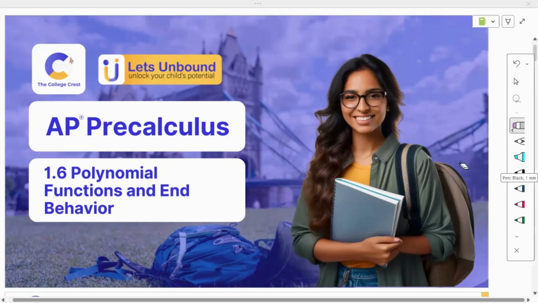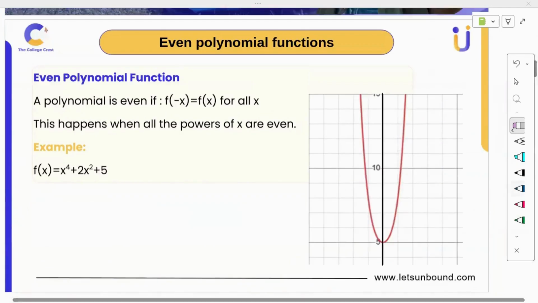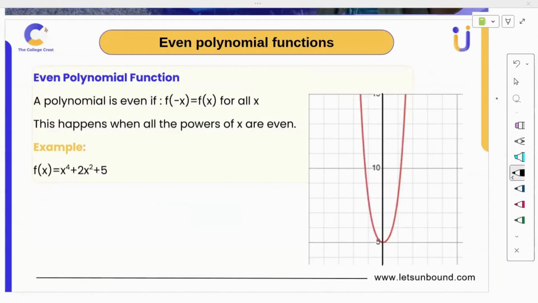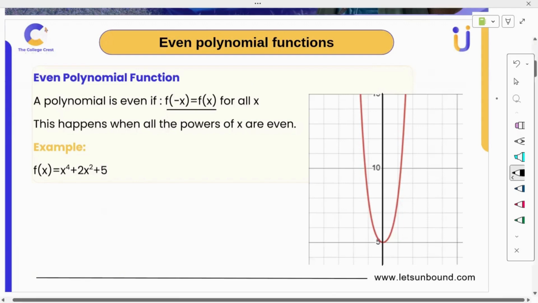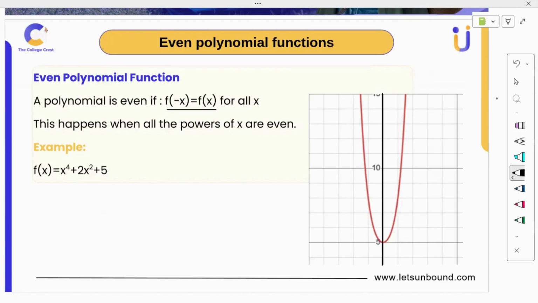Right? So here we go. First, we are going to recall what even polynomial functions and odd polynomial functions are. A polynomial is considered even if it satisfies this condition: f of minus x equals f of x, for every x value. This will happen when all the powers of x are even, so only terms with x to an even power will be there.